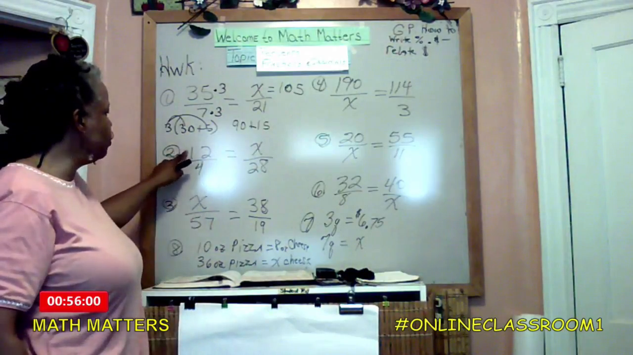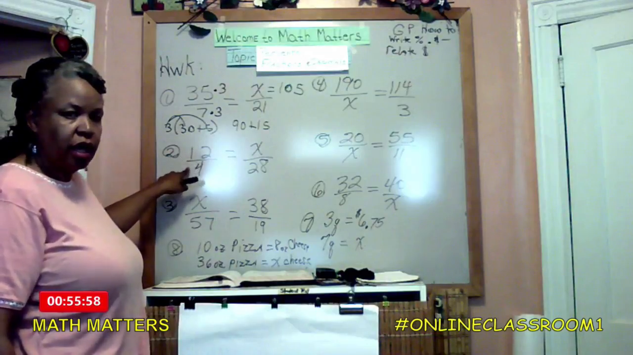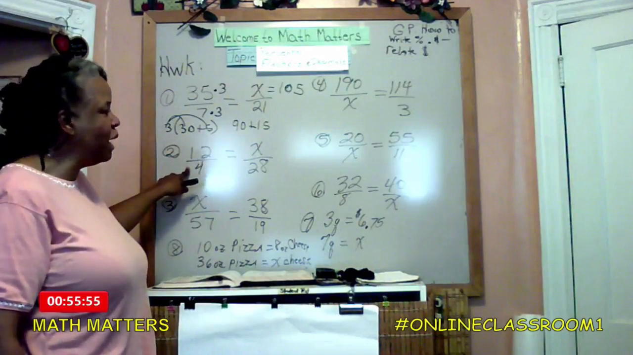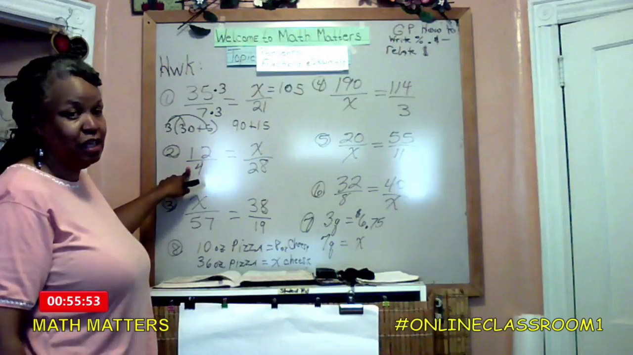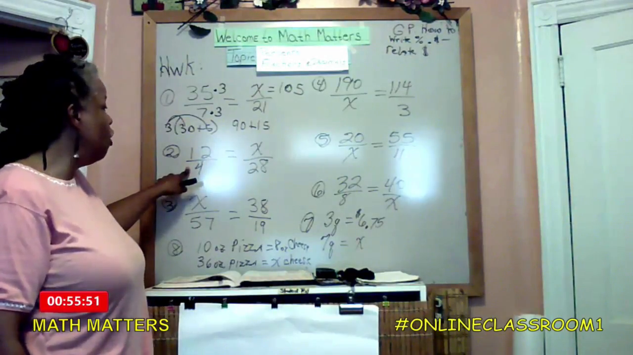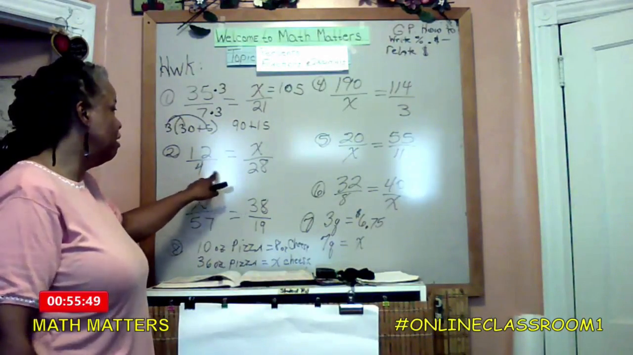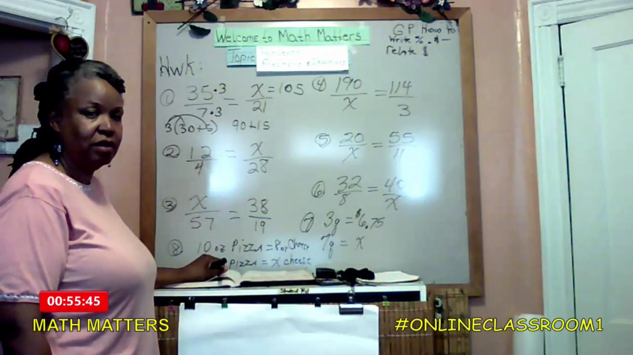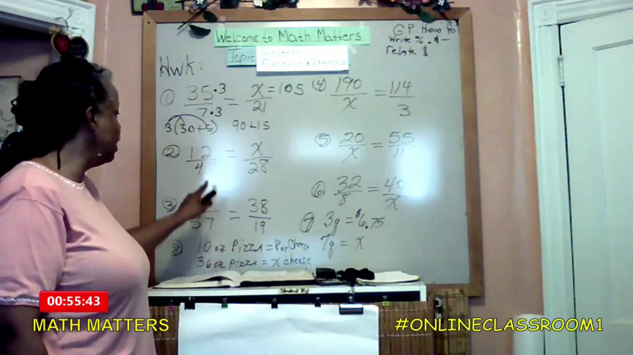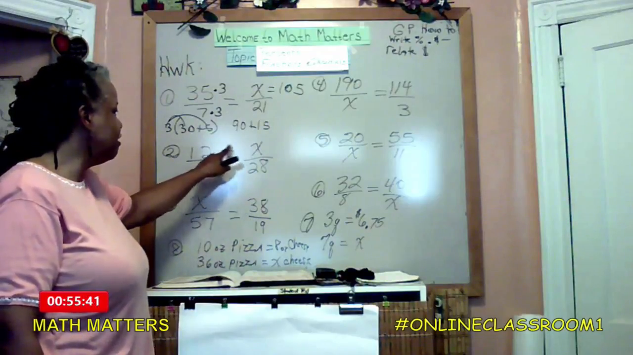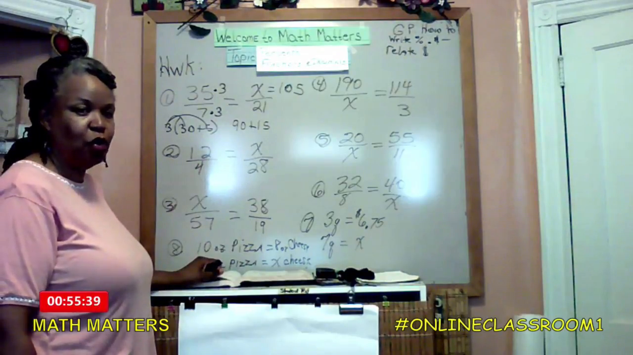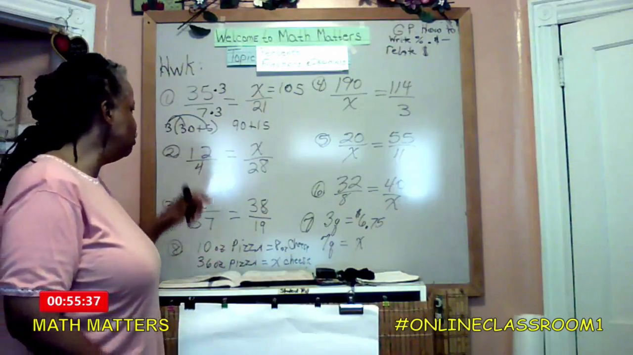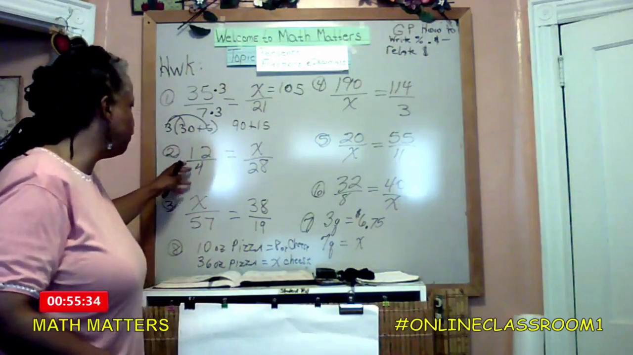I want to now reduce my 12 over 4. If I reduce that fraction, it'll make it easier to deal with. Or I can get a common denominator. I can multiply the denominator and the numerator by 7. That'll get me to that 28 and take me to what I need for my numerator. But let's do this one. Let's reduce 12 over 4.